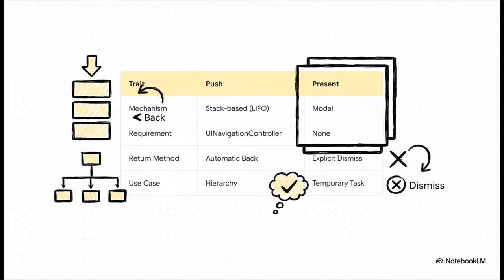And this table here just lays out those key differences side by side so you can really see them. For the mechanism, you've got stack versus modal. For how you get back, it's that automatic back button versus an explicit dismiss action you have to build. And the use cases clearly separate that hierarchical drill down from the self-contained task.